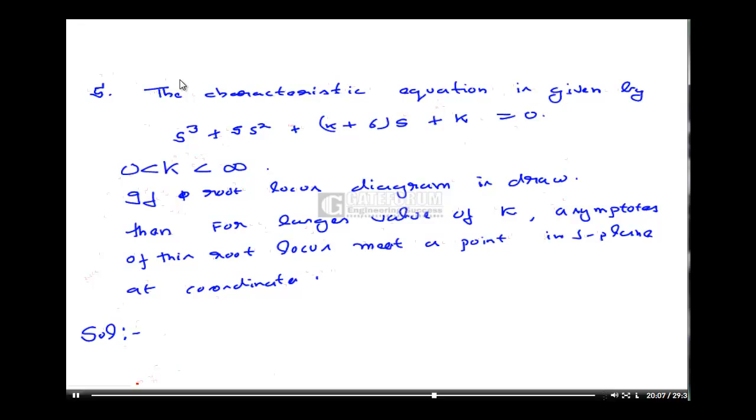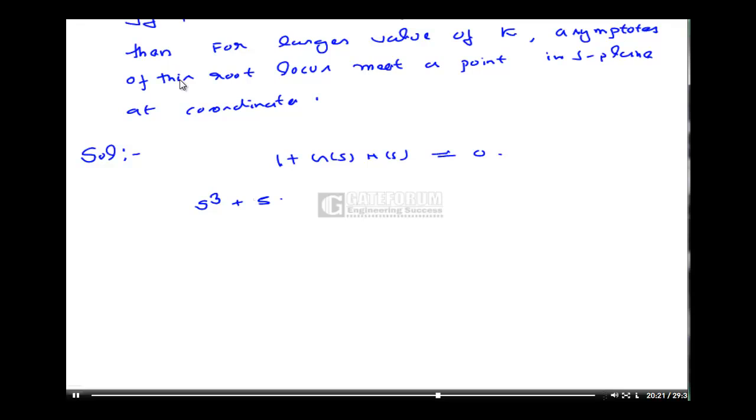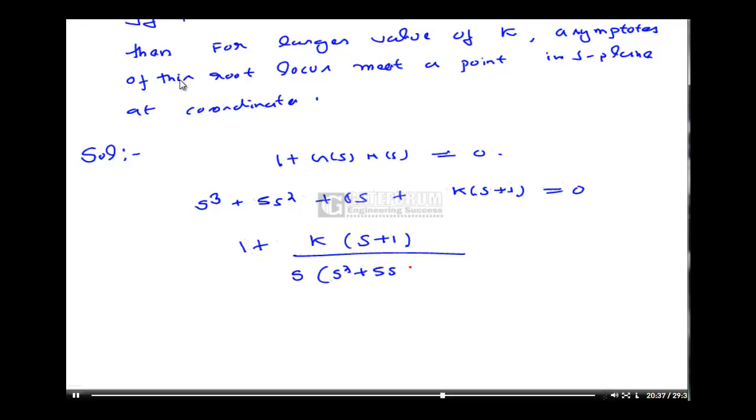Firstly, this equation is written in the form of 1 plus G(s)H(s) equal to 0. So from this equation I can separate the k term and the s term. It will become s cube plus 5s square plus 6s plus k times of (s plus 1) equal to 0. I can write this as 1 plus k times of (s plus 1) upon s times (s square plus 5s plus 6) equal to 0.